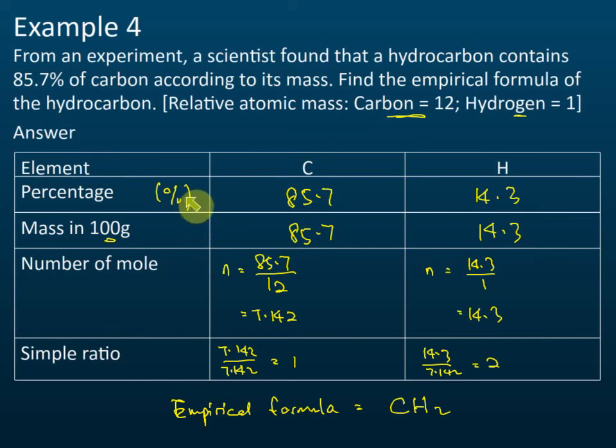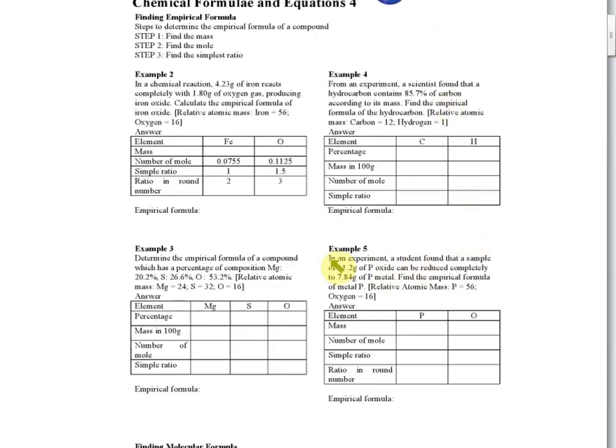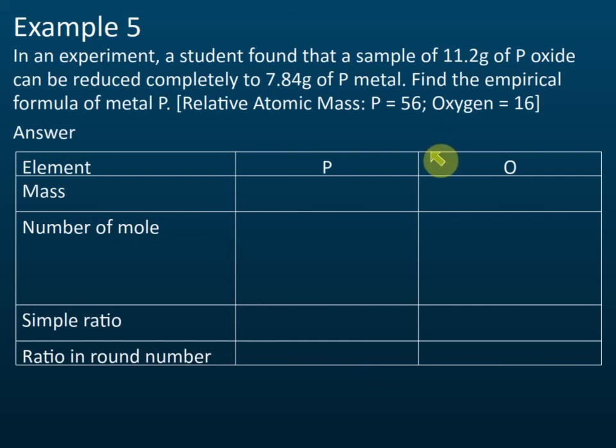Percentage usually is given, but sometimes they don't give you the percentage, they will straight away give you the mass. So the steps are find mass, find number of mole, find the simple ratio. This example looks easy because the table is given for each question. But in the exam, they won't give you this table. So we have example 5. Straight away, tell me what's the empirical formula.